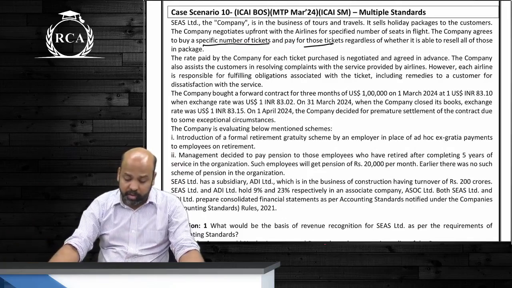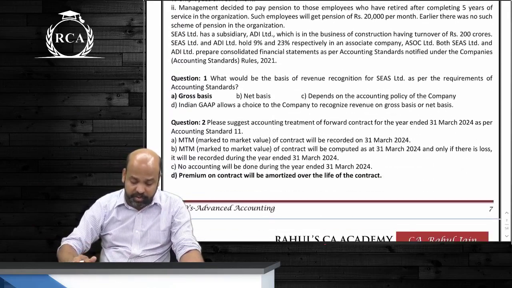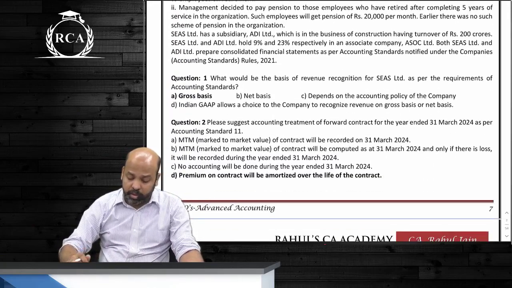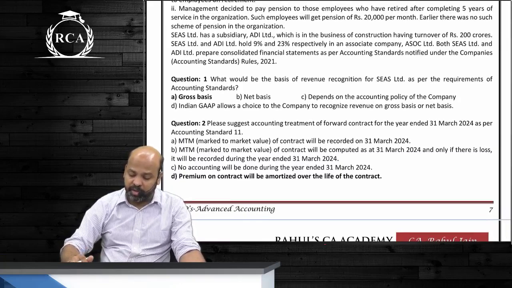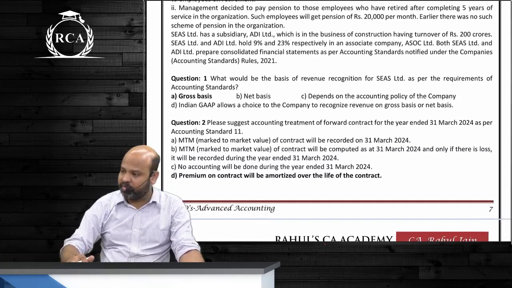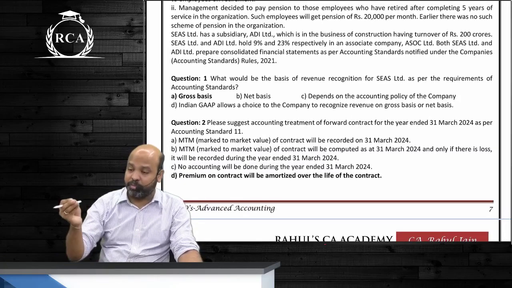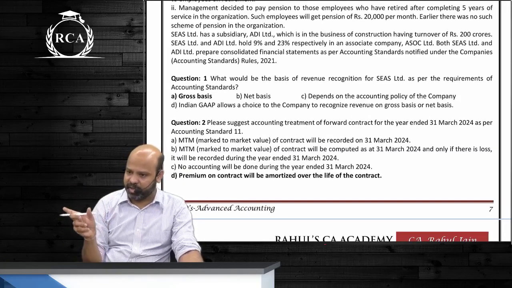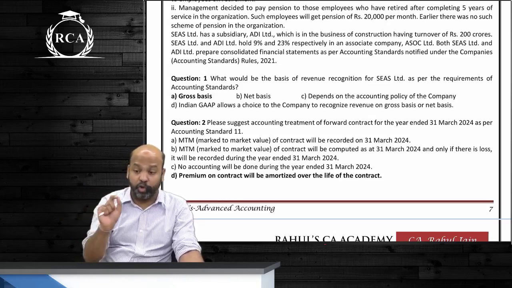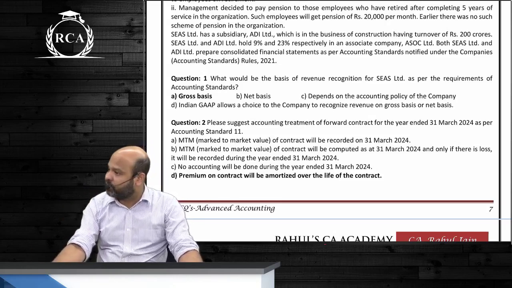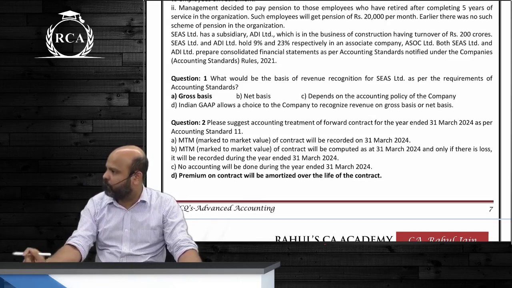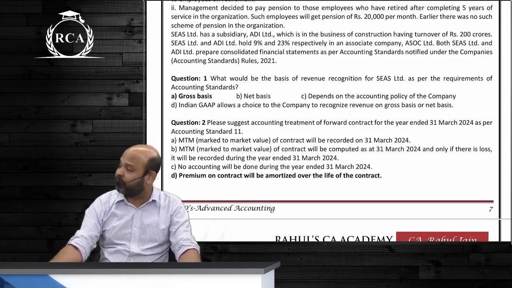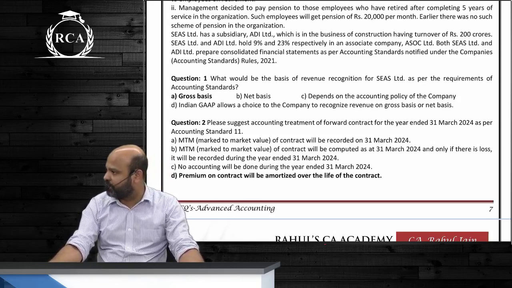Now, guys, in relation to this, beta, let us answer the first bit. It says what would be the basis of revenue recognition for C Limited as per the requirement of accounting standards? Gross basis. What is important for me, guys, is that you understand which topic this bit is related to. What will you write there? It is no longer an agency business. It is no longer a principal agent relationship.